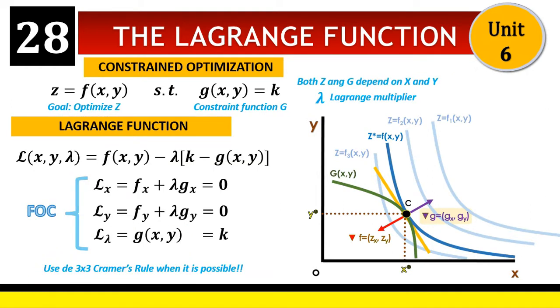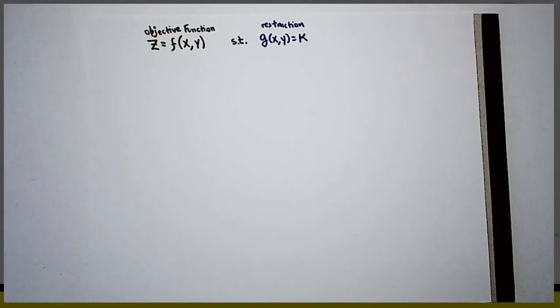Let's keep in mind the previous relationship because we will use it in this slide. So we were talking that in a constraint optimization, our goal is to optimize z subject to a constraint function. Here both z and the function g depend on x and y. Now let's define what a Lagrange function is.